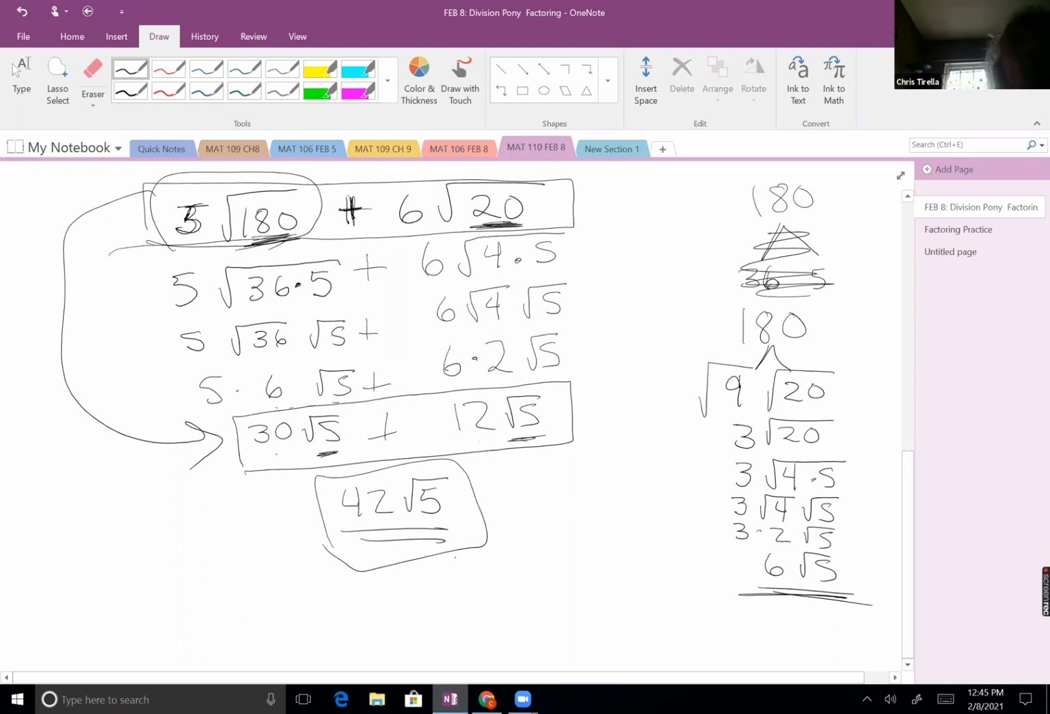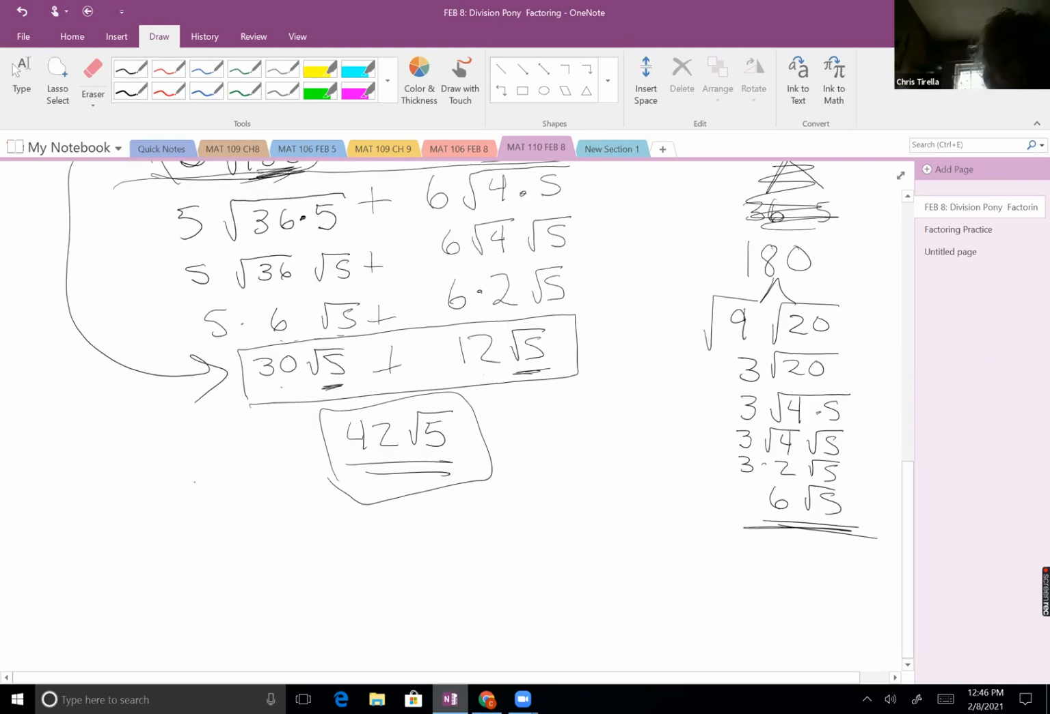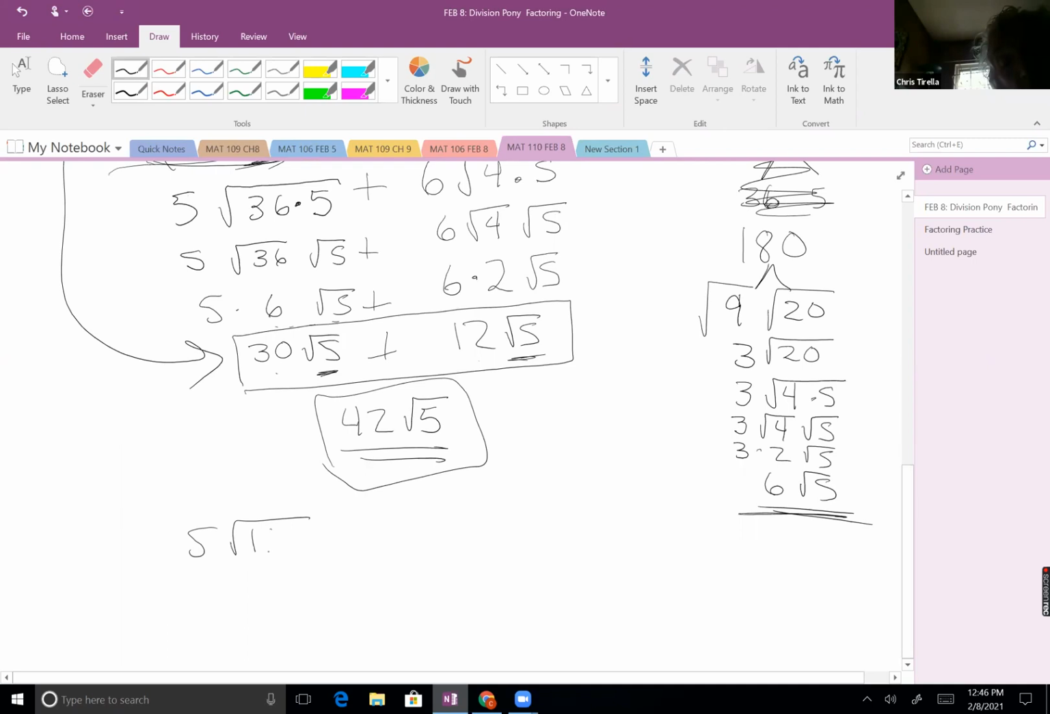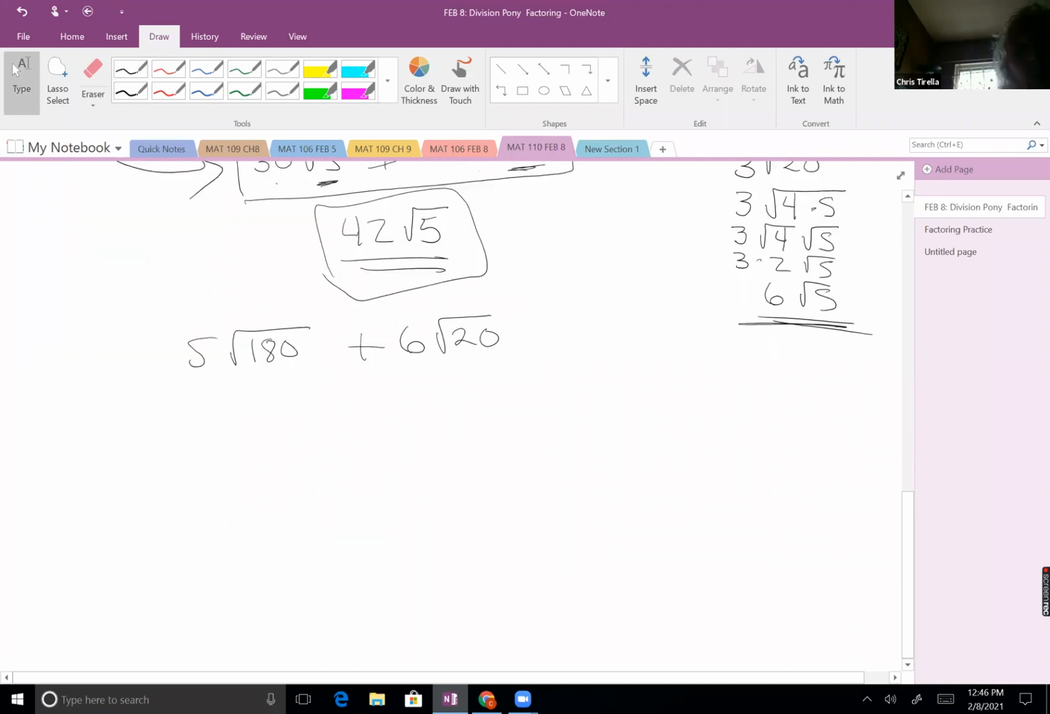And oh, you know what? I just had a crazy thought. I'm going to redo that problem. We have 5 square roots of 180 plus 6 square roots of 20, right? 20 is easier to break down, isn't it? Can you see that 20 is 4 times 5? Yeah. That one's easier to simplify, isn't it?